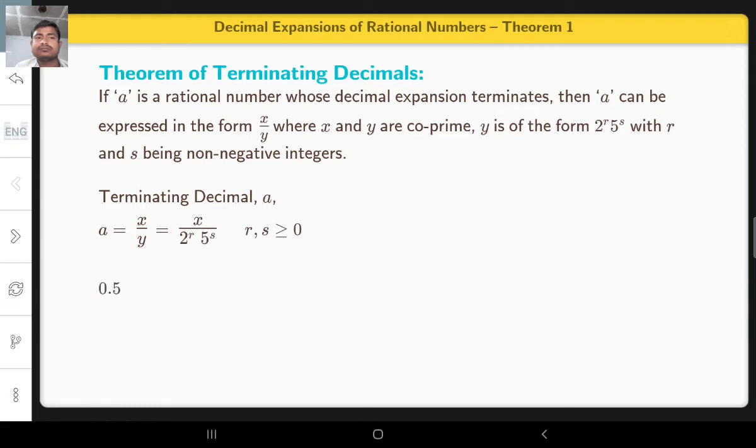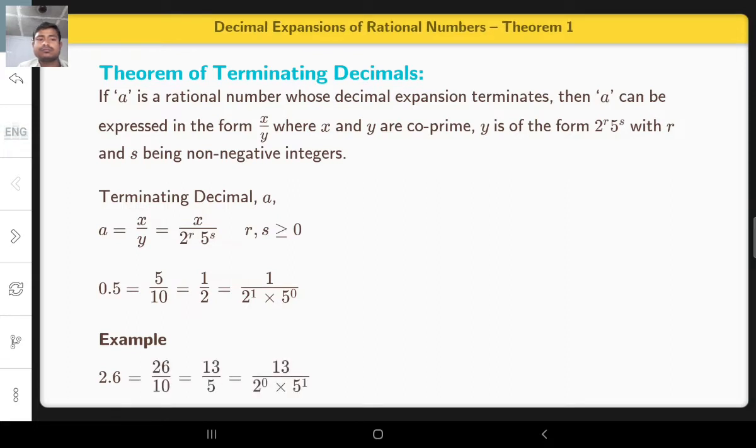Let's consider the example of 0.5, which is a terminating decimal. In the form x by y, it calculates to 1 divided by the product of 2 to the power 1 and 5 to the power 0. Here is another example, the number 2.6. It can also be expressed with the product of the powers of 2 and 5 in the denominator.